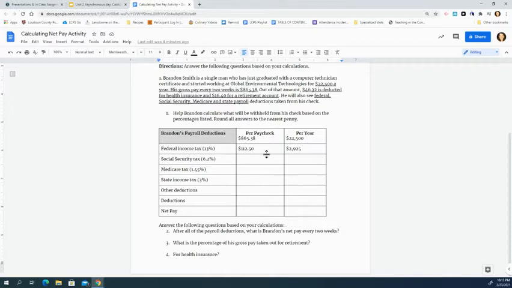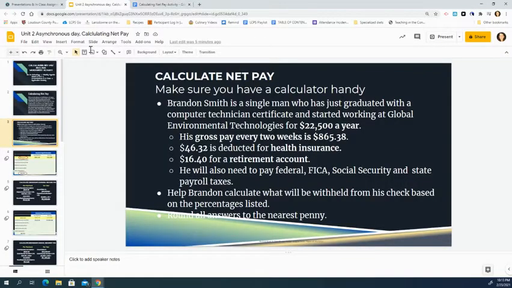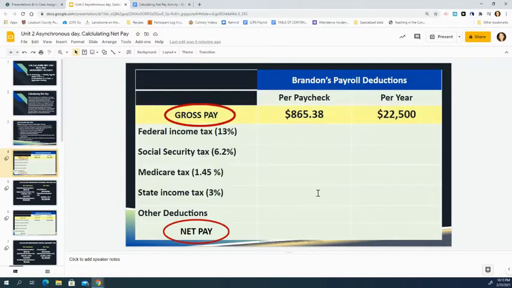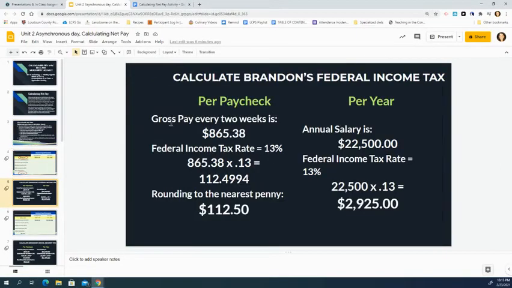So right off the bat, I've done the federal income tax for you. Let's just take a look at how this is going to look. He pays 13% federal income tax based on his tax bracket. So we're going to take a look at our own chart here. If his gross pay is $865.38 every 2 weeks, and he is charged a 13% tax rate, that would be $865.38, his gross pay for every 2 weeks, times 0.13, which is his percentage changed into a decimal.